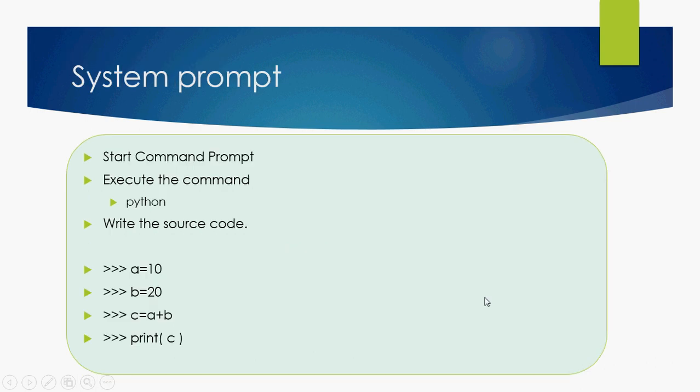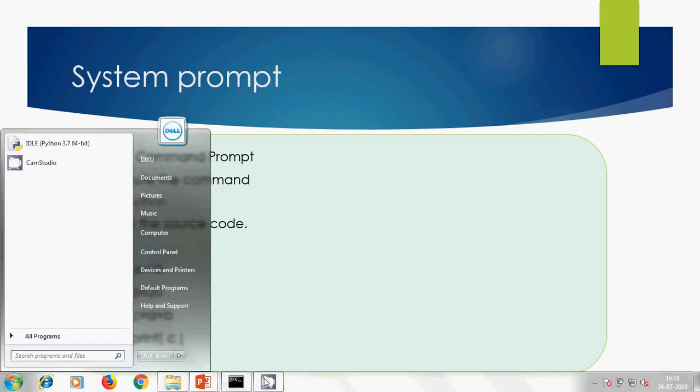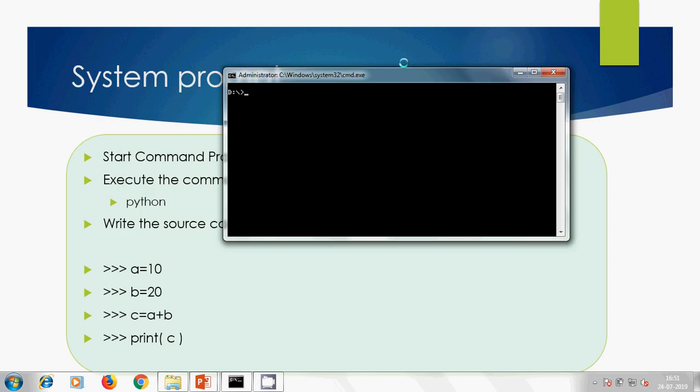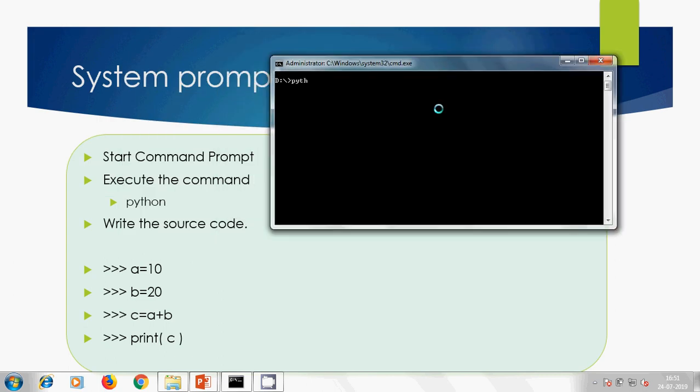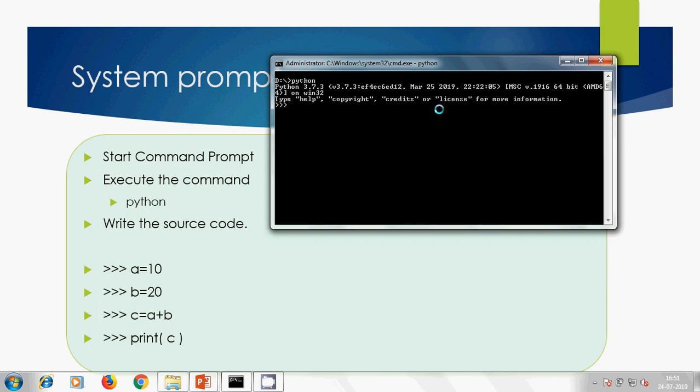Second method is using the system prompt. Here you can start a command prompt and type Python. It will start the Python shell. Here we can write any sample code. For example, a is equal to 10, b is equal to 20, and c is equal to a plus b, and print the value of c. 30. That is a way where we can write the Python programs directly on the Python shell. To quit it, write quit and circle brackets.